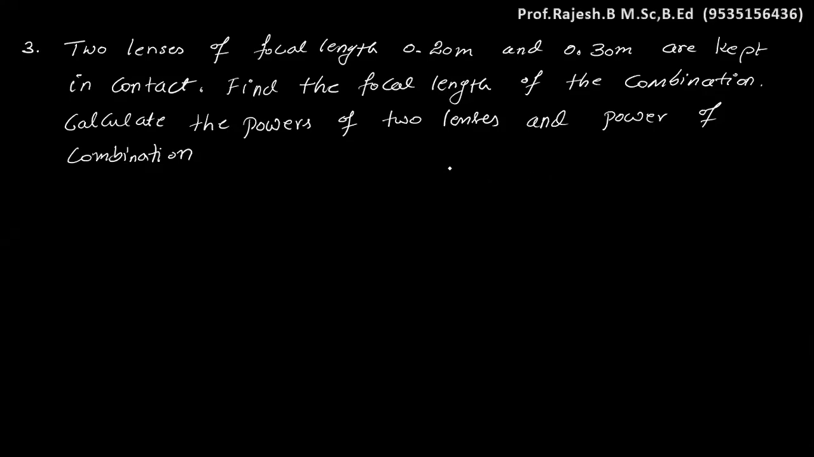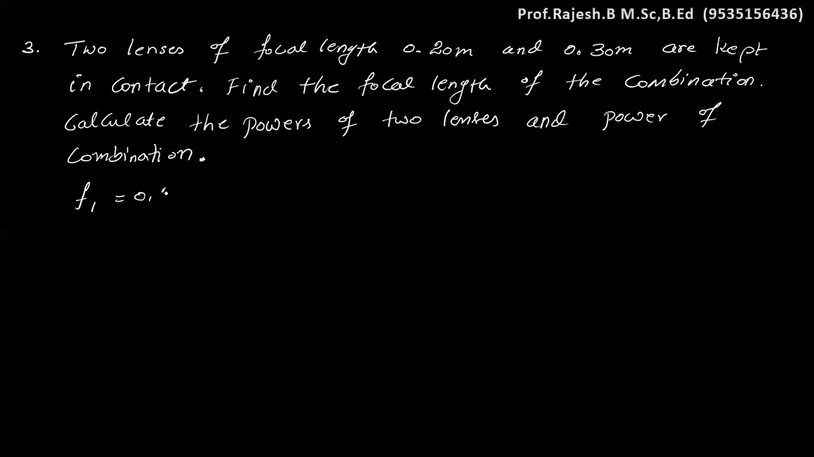Yeah. This is the third problem. It is based on the lenses in contact. Two lenses of focal length 0.2 and 0.3 meter are kept in contact. Find the focal length of the combination. Calculate the powers of two lenses and power of the combination. Okay, so by looking at the data, we can tell that the two lenses are convex because focal lengths are positive values only.